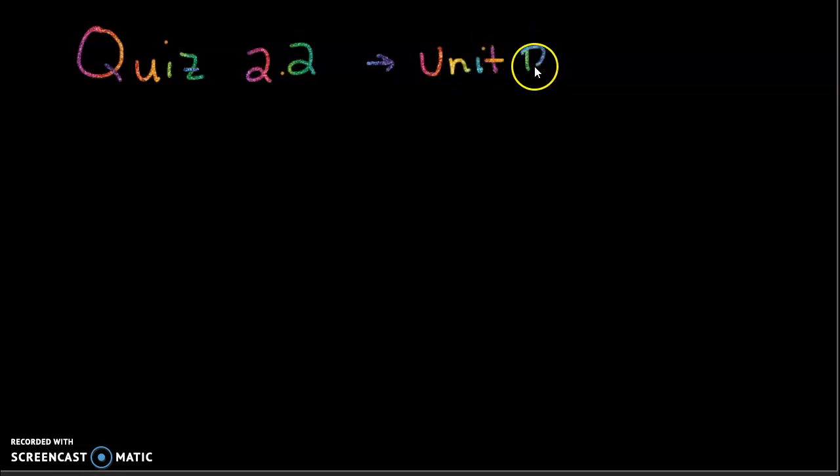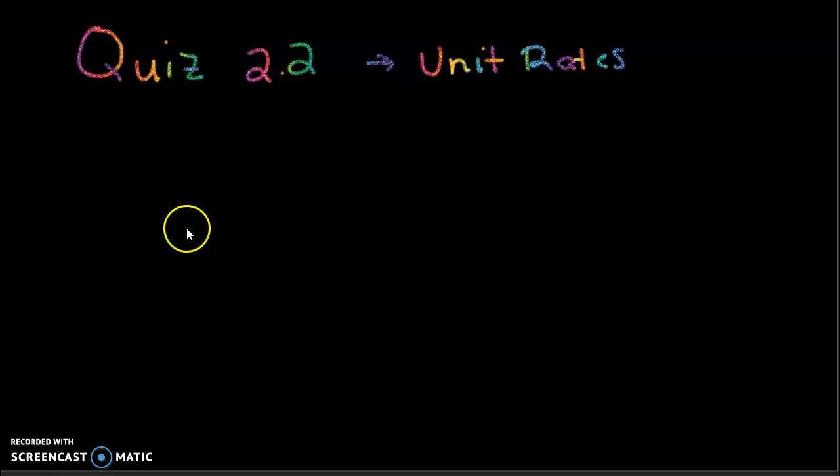Hello. Okay, so I'm going to do a couple of examples that might help you with quiz 2.2, which is the unit rate quiz. All right, so you can think of unit rates as simplifying or expanding fractions, as long as whatever you do to one number, you have to do to the other.